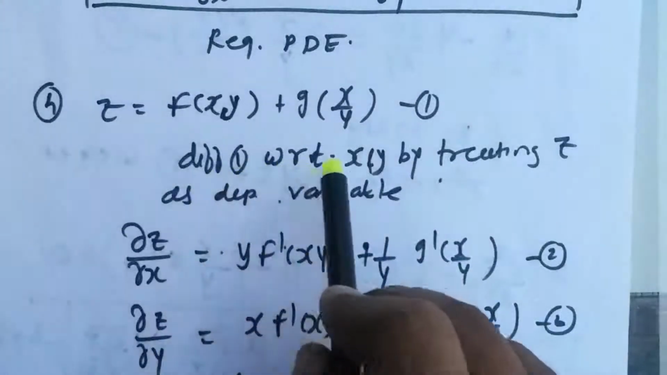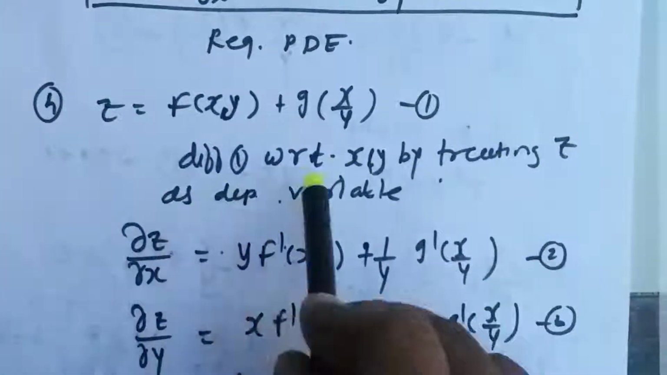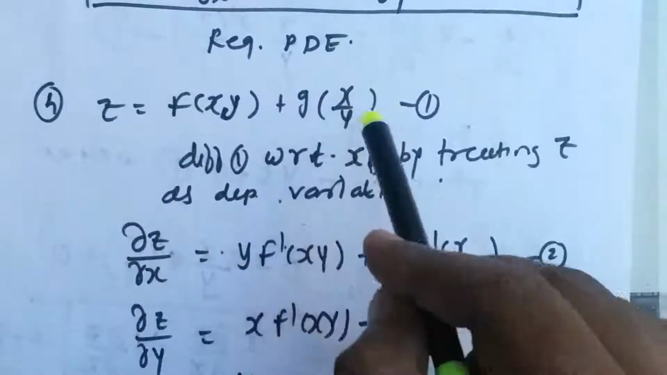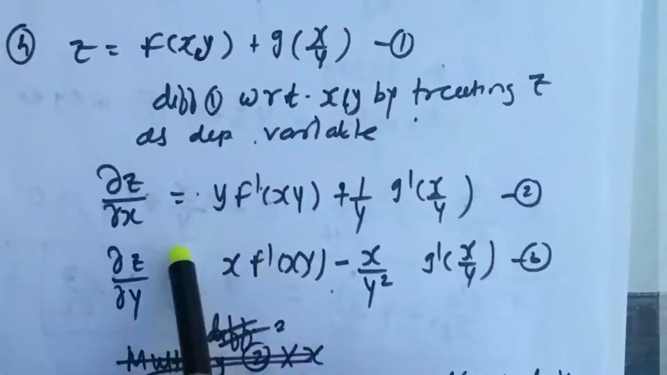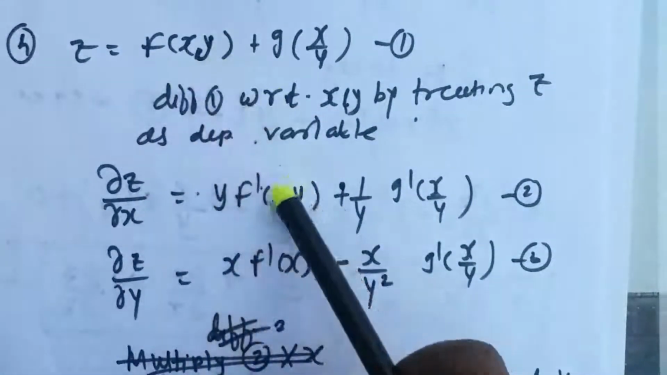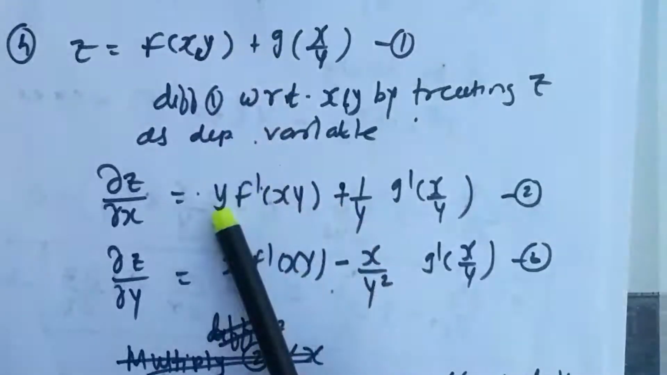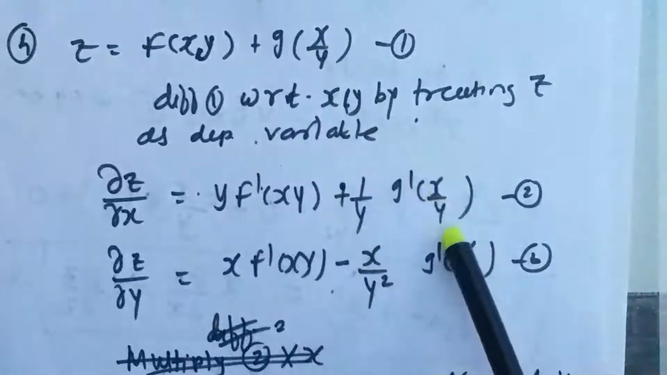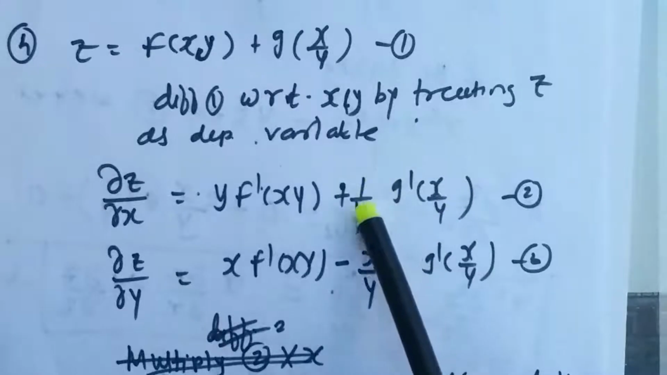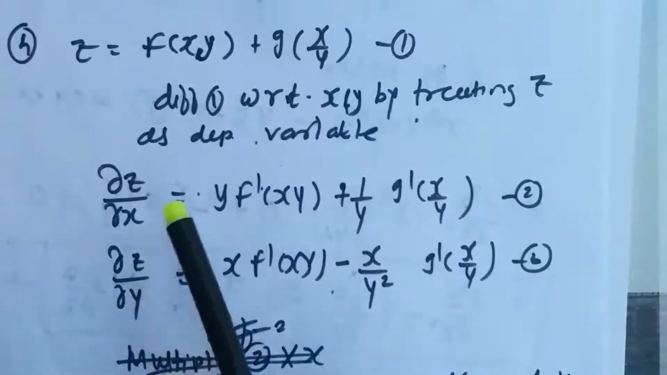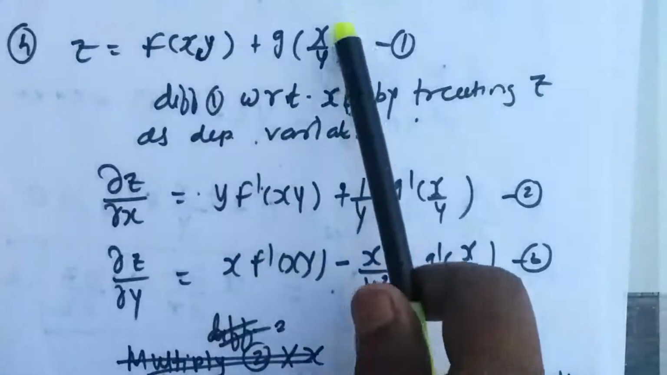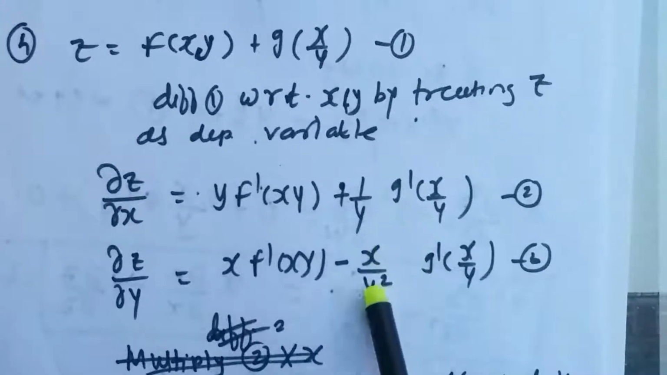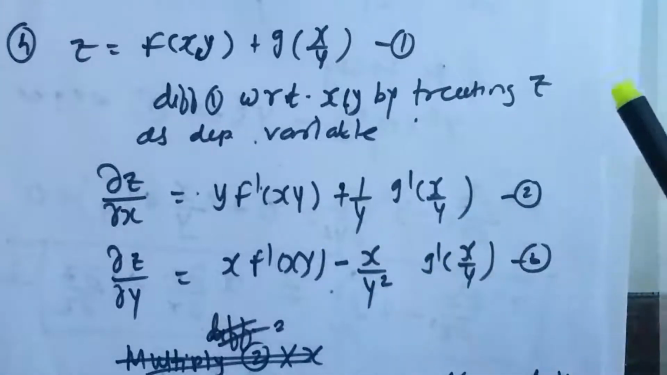So first I am differentiating with respect to x and y by treating z as the dependent variable. Differentiate this equation with respect to x one time and with respect to y one time, so we'll get these two derivatives. The derivative of f is f dash of xy into the derivative of xy with respect to x, which is y. So y f dash of xy plus g of x by y's derivative, g dash of x by y, into the derivative of x by y with respect to x, which is 1 by y. Similarly for the derivative with respect to y, we'll get x in multiplication here, and the derivative of x by y with respect to y will be minus x by y square. We are keeping x as it is, and 1 by y's derivative will be minus 1 by y square into g dash of x by y. So we'll get two equations.